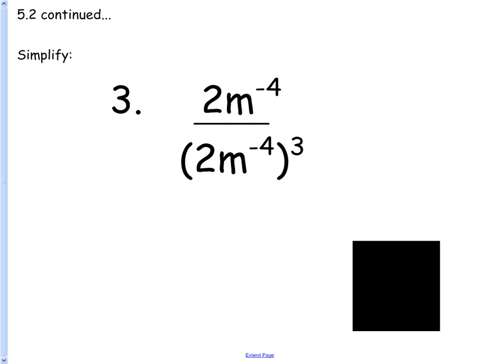All right, let's try this one. I'm going to pause while you work on this one on your scratch paper or on your notes.